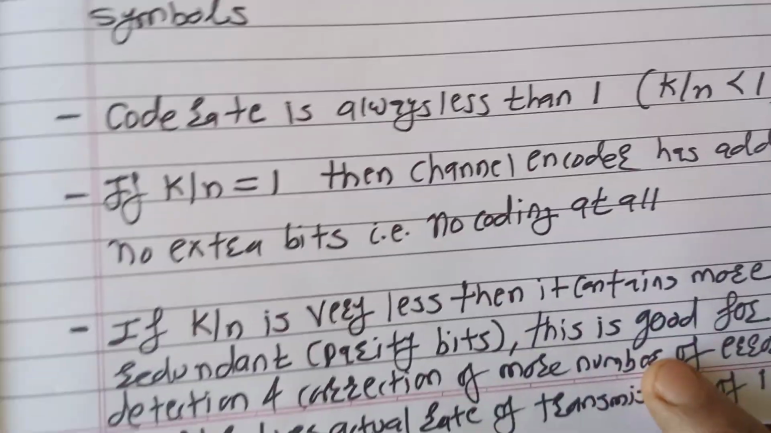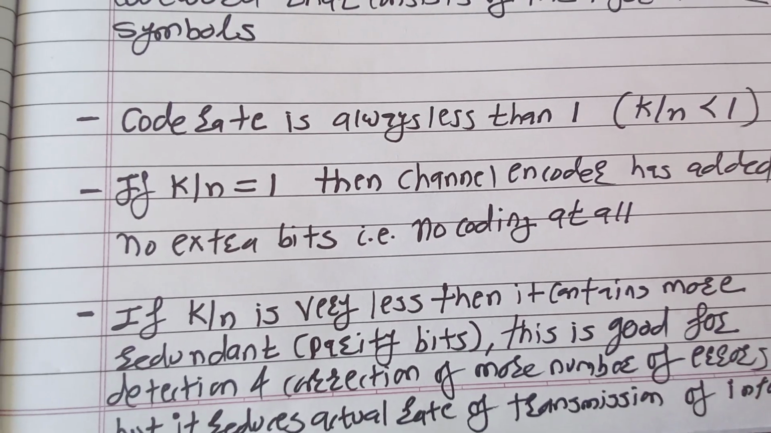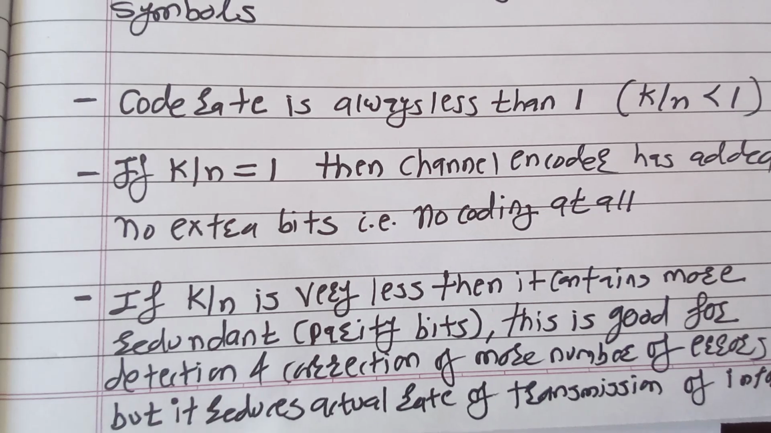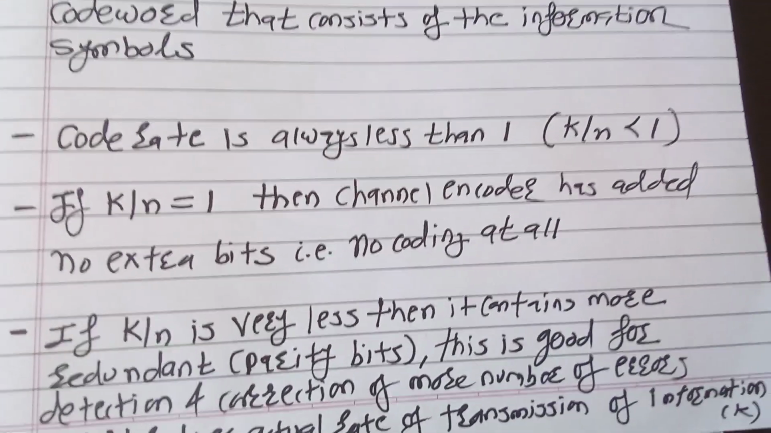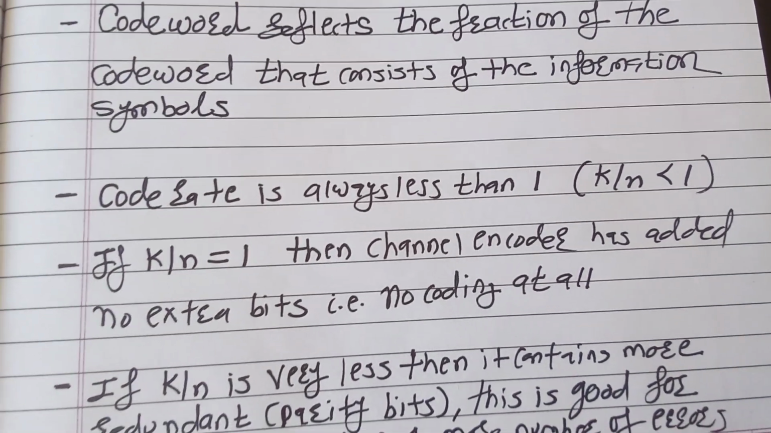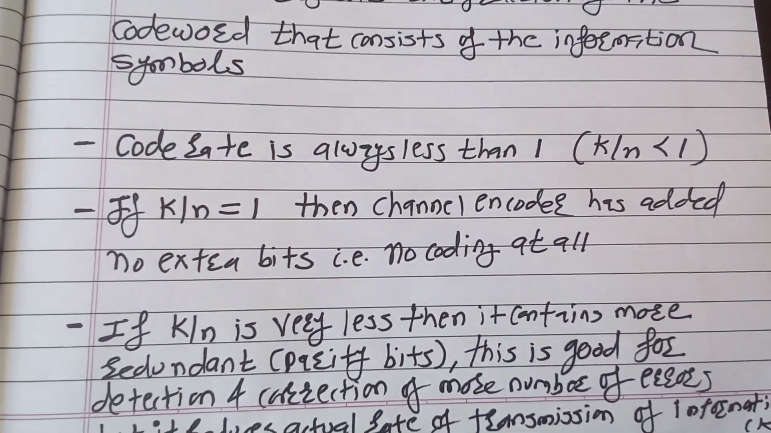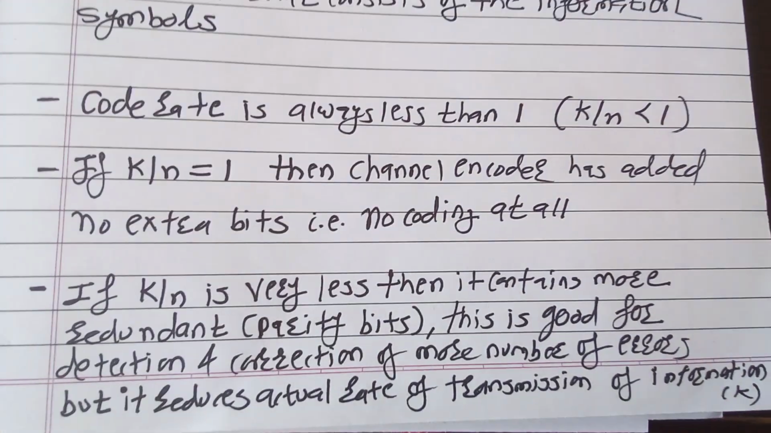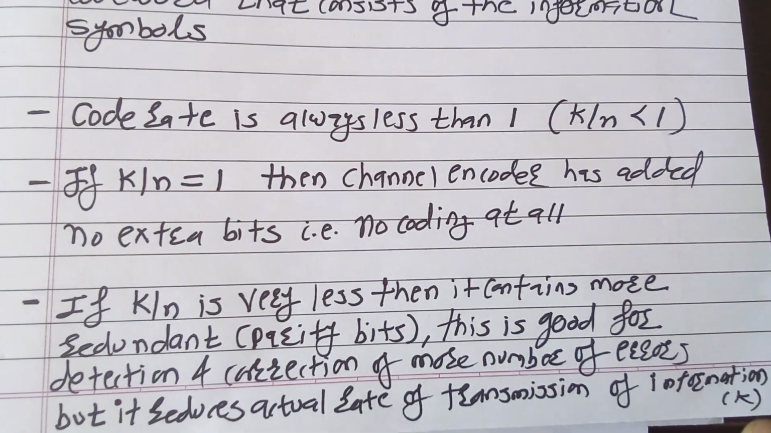The same is written here: if k by n is very small, then it contains more redundant bits. This is good for detection and correction of more number of errors, but it reduces the actual rate of transmission of information, because you are sending too many redundant bits, so the information transmission rate reduces. So this is also not good. So k by n should be a value that strikes a balance, so that it can correct the errors as well as transmit more information.